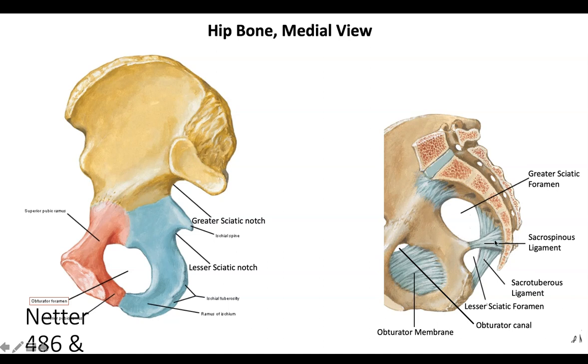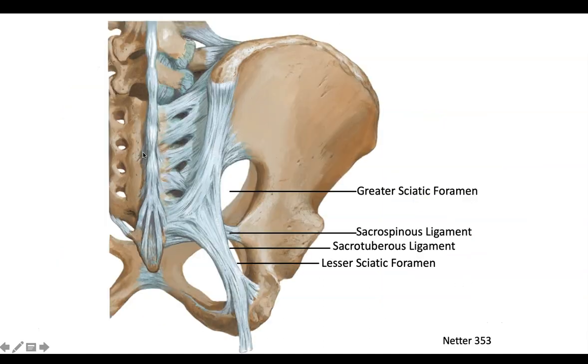So there are two strong ligaments in between the sacrum and the ischium. These are the sacrotuberous ligament, which extends from the sacrum to the ischial tuberosity. You can see this is the posterior view of the pelvis. So the sacrotuberous ligament is very strong. It extends from the sacrum to the ischial tuberosity. That's why its name is sacrotuberous.